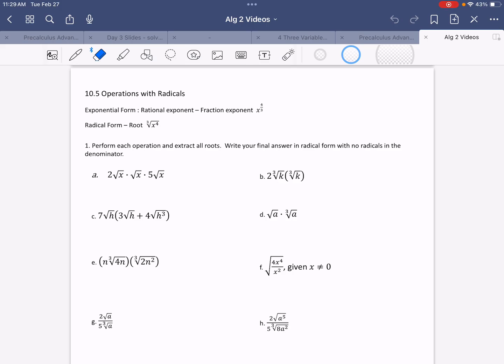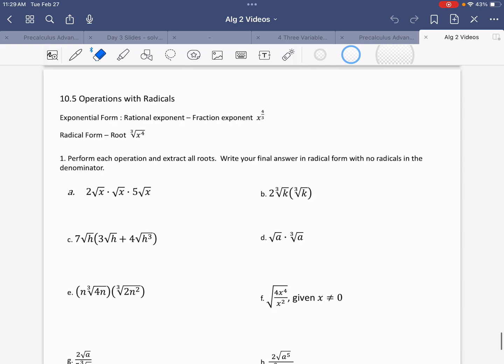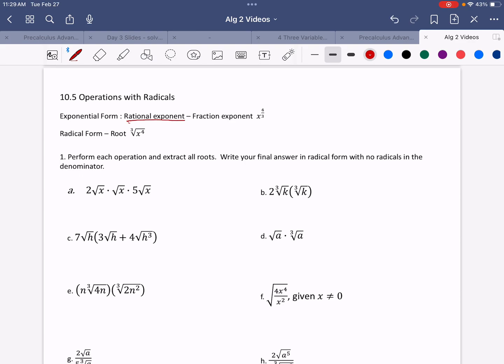So at the top of the notes, you'll see a reminder from last class. Remember that a fractional exponent is called a rational exponent, and that's if something's in exponent form or exponential. We can rewrite that in radical form, where the numerator is the power and the denominator is the root or the index of the radical. So you'll see that in this example over here, it's x to the fourth, but it's the cube root of that because of this denominator.